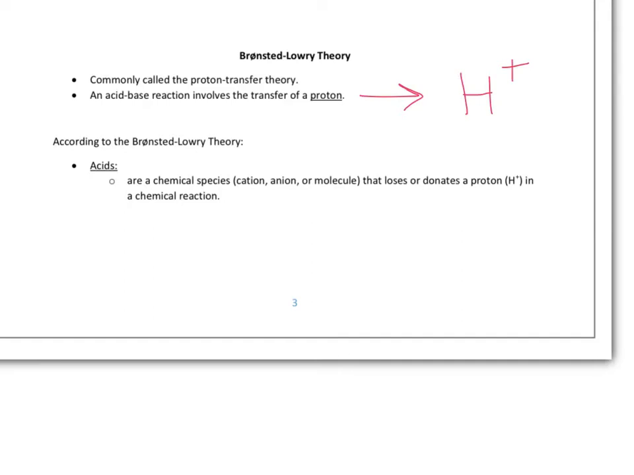According to the Bronsted-Lowry theory, an acid is any chemical species that loses or donates a proton in a chemical reaction. Recall from previous examples that we have confirmed that HBr is in fact an acid. Notice that it does have a proton, or an H+ ion, that it can donate.